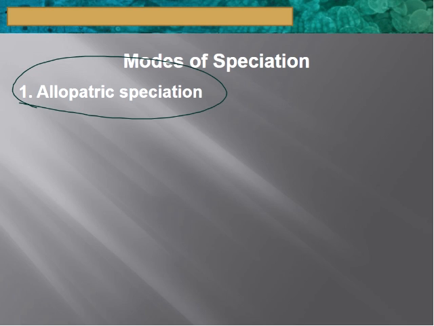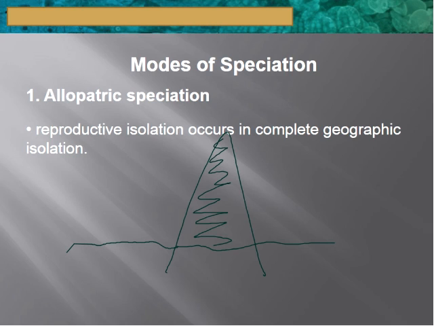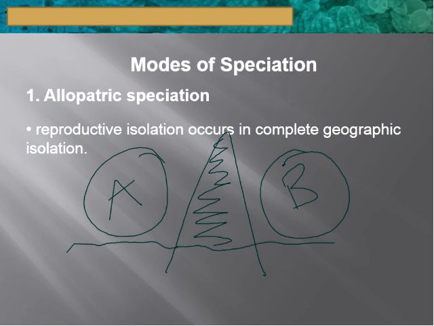Allopatric speciation is one of the modes of speciation, and it involves complete geographic isolation. For example, let's say there's land on one side, land on another, and all of a sudden a mountain gets formed right in the middle due to uplift. This occurs over millions of years. The animals on this side cannot travel to the animals on this side, so animal A became B on this side, and they became completely different.